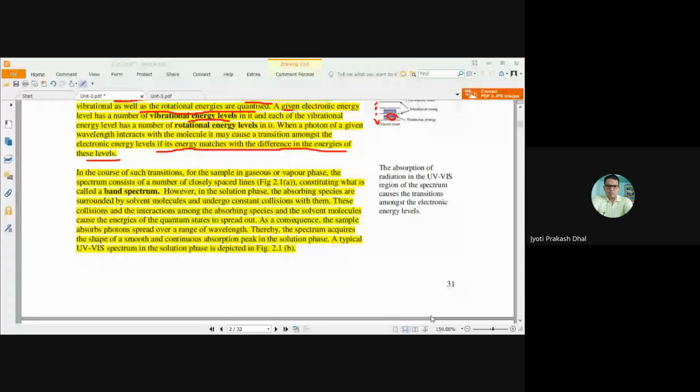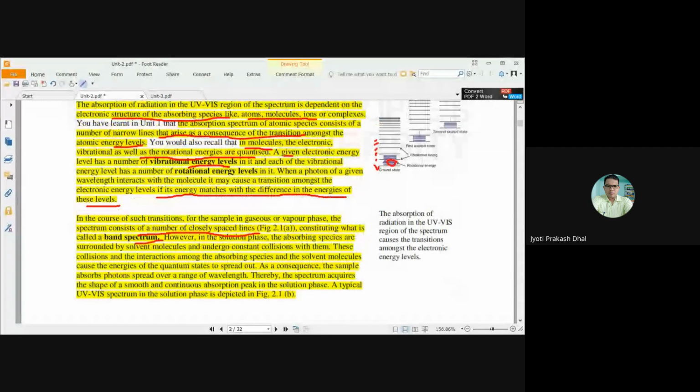Okay. So, during such type of transition, for example, in gaseous or vapor phase, the spectrum contains a number of closely spaced lines, consisting of what is called a band spectrum. So that means here a number of closely spaced lines you will find. So that's why this type of spectrum is called band spectrum.